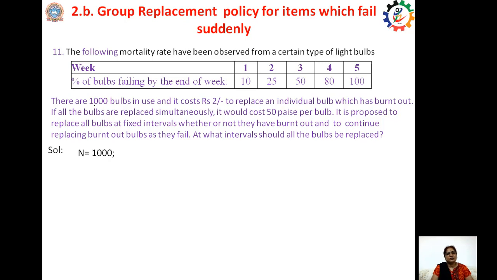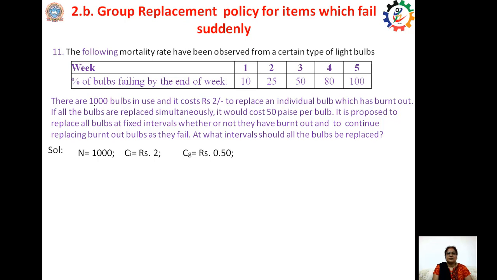N is equal to 1000, I already told you. N naught is also 1000. N naught means in the 0th period, how many you replaced? In the 0th period, usage would not have started, so no replacement. CI is the individual cost. Out of these two, whichever is maximum. It's understood, or else the words will tell you.